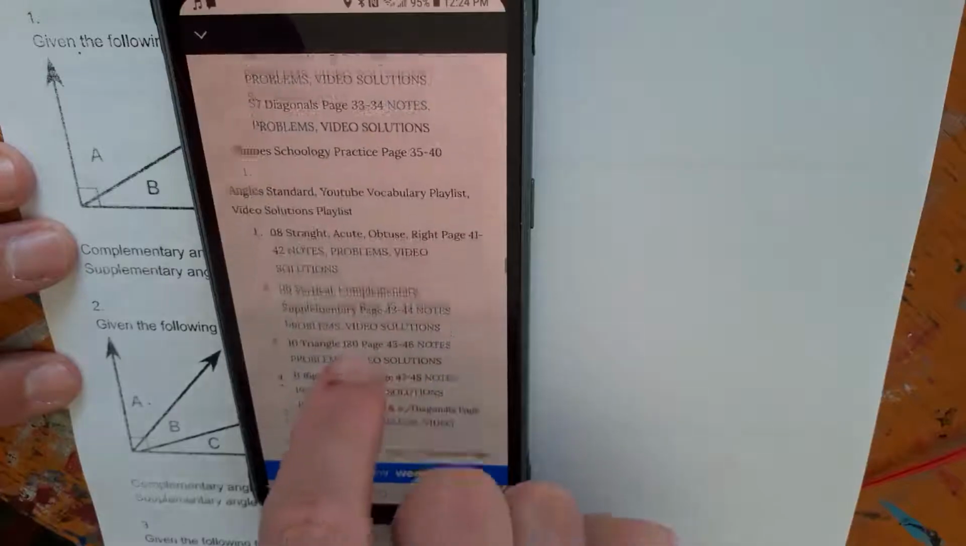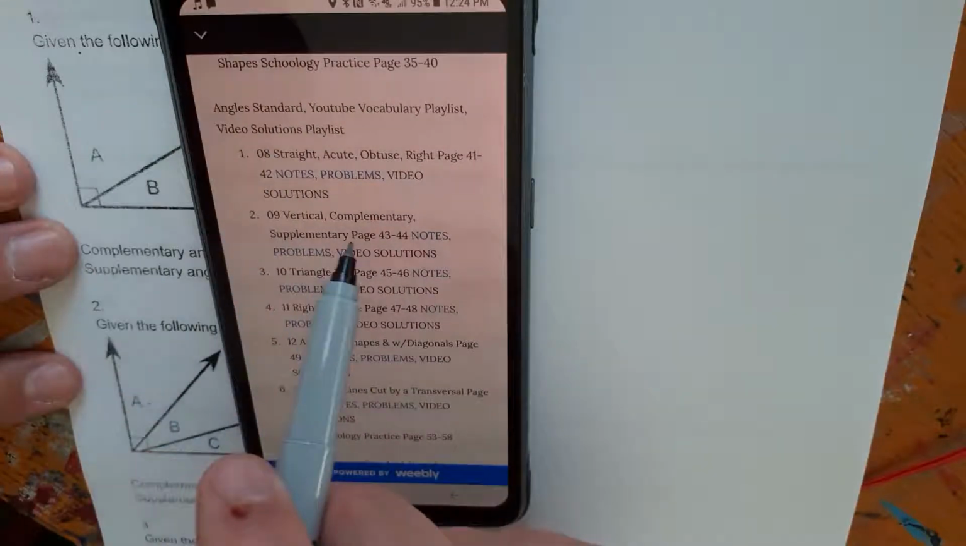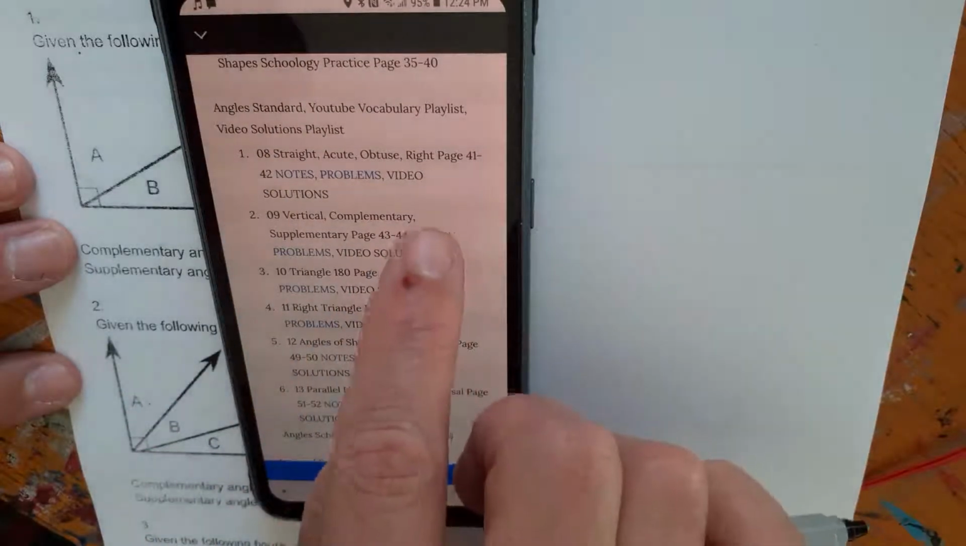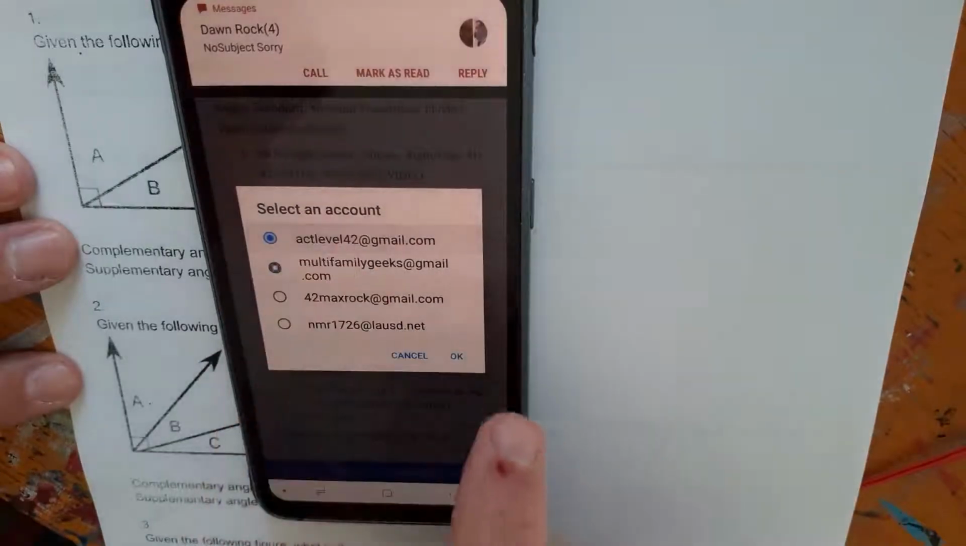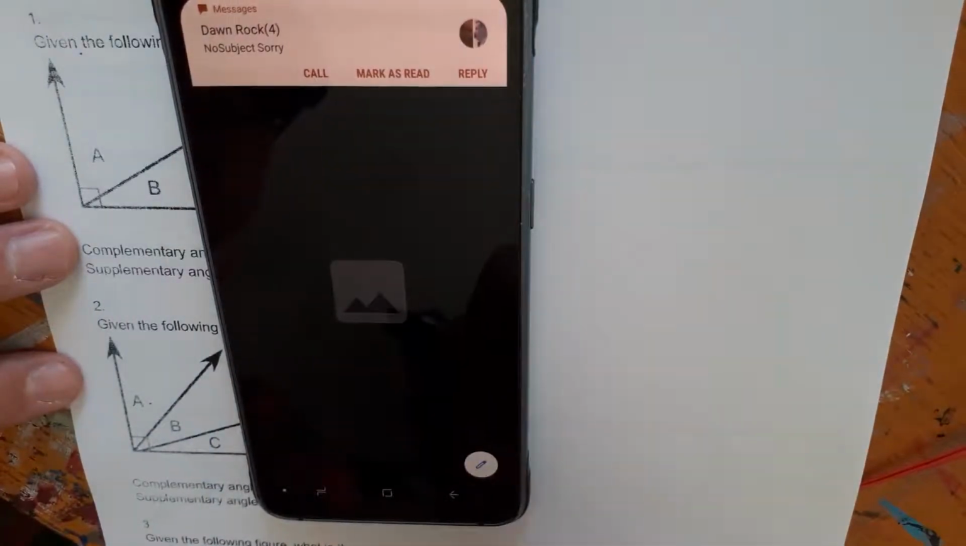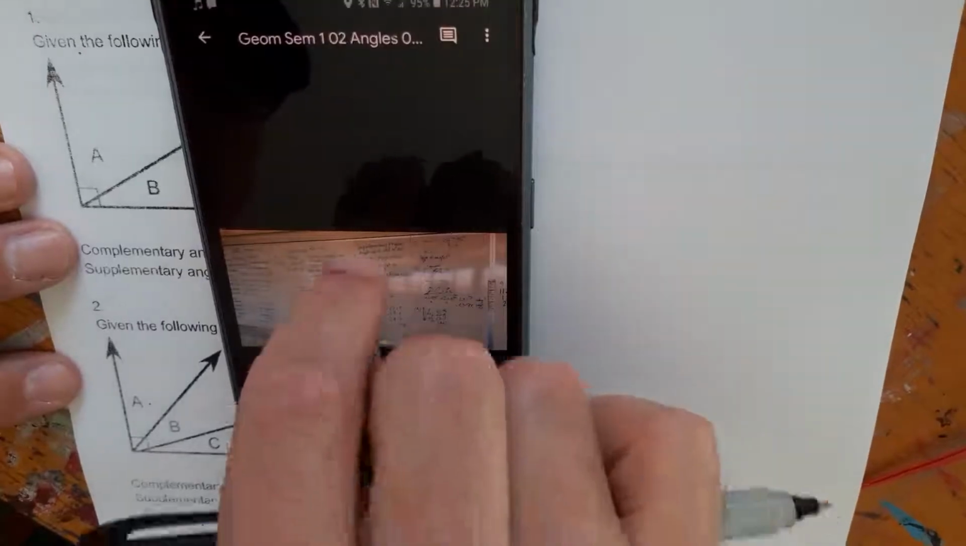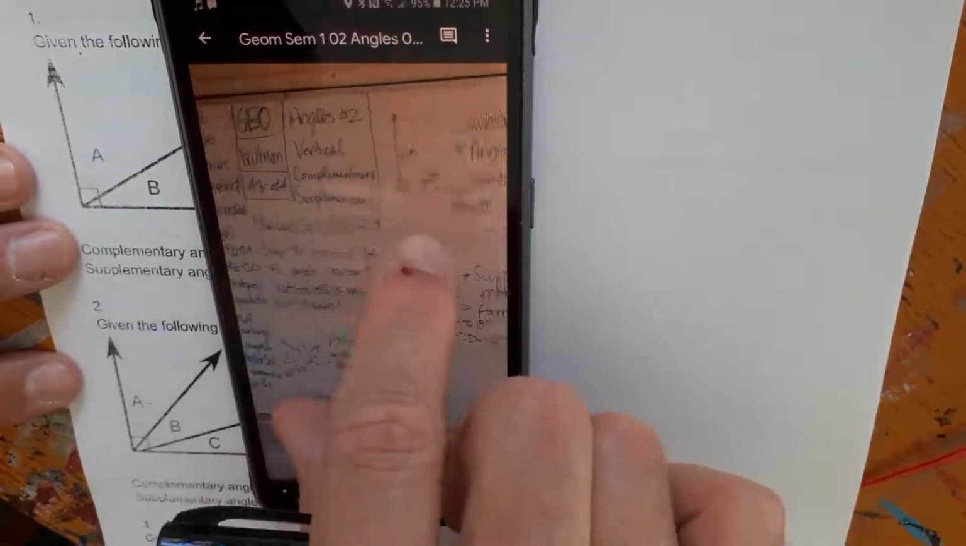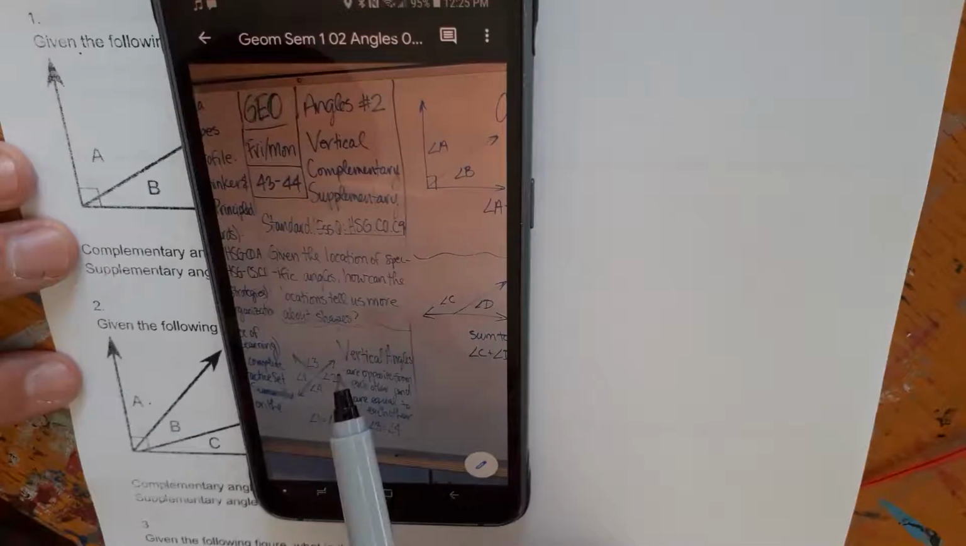And we're going to scroll down to the correct one, this is angles, and this is vertical, complementary. So we're going to do notes right here. Sorry about that, you guys. Let's see if it updates. It does update. Okay, so this is what goes on the pages of your comp book. Put it in first and then do this problem set.